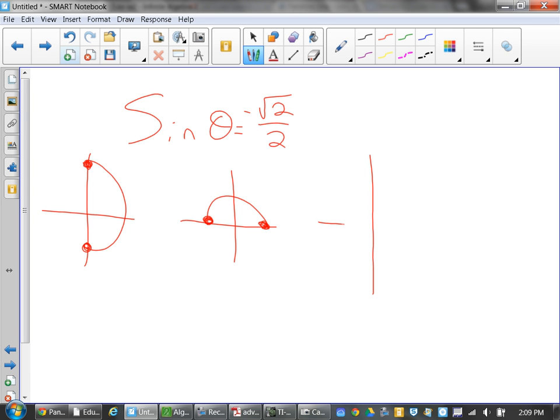And then tangent, not including pi over 2 and negative pi over 2. Because remember, tangent at pi over 2 is 1 over 0. You can't divide by 0. That's why tangent had asymptotes when we graphed it.